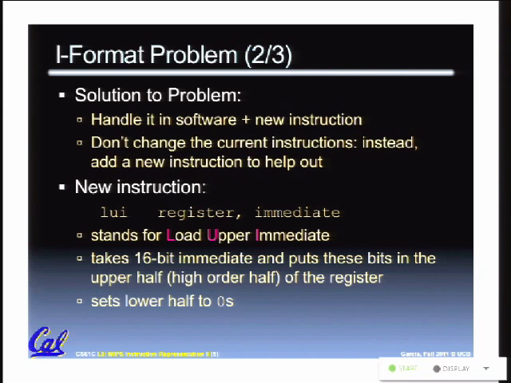Yeah, so that's the reason why you have to do it. It's because your immediate is only 16 bits. If you had 32-bit immediates, you wouldn't have this problem, but there's no way you could fit 32-bit immediates into an instruction set with only 32-bit instructions.